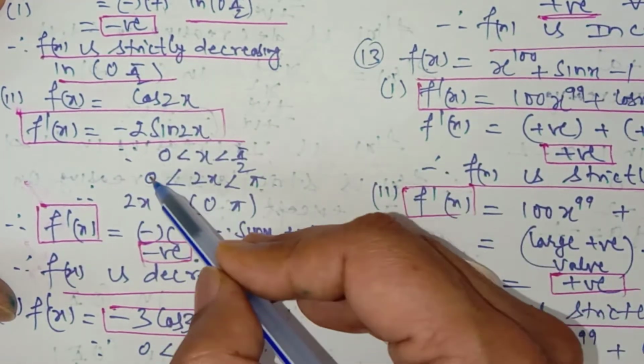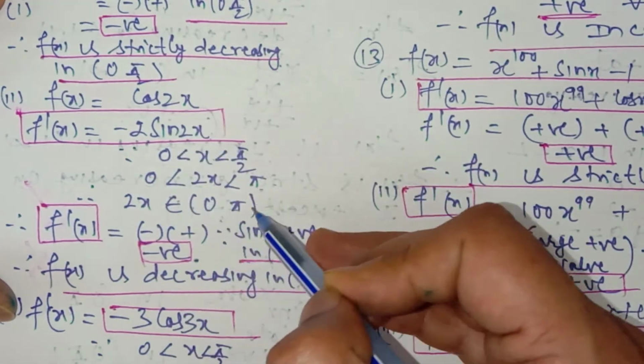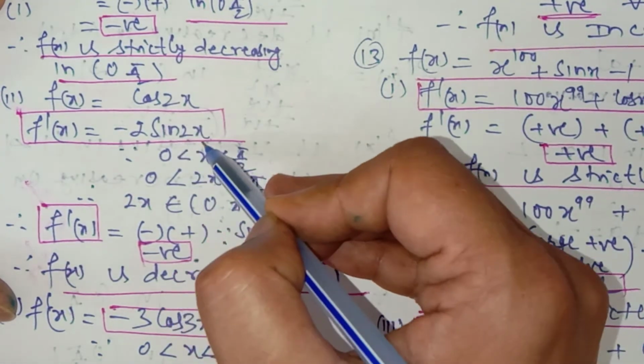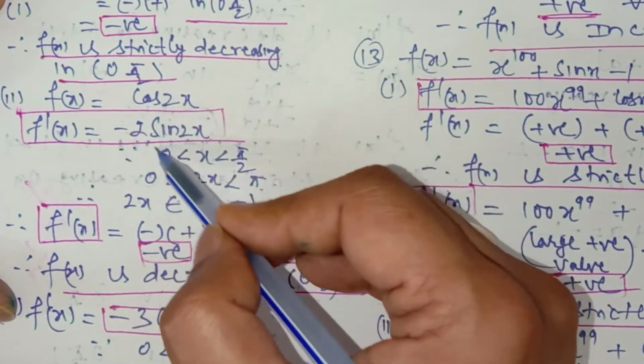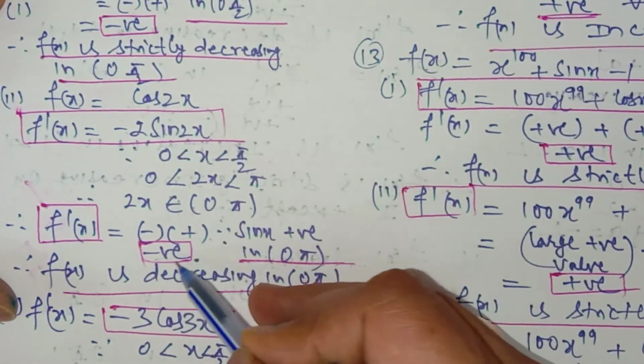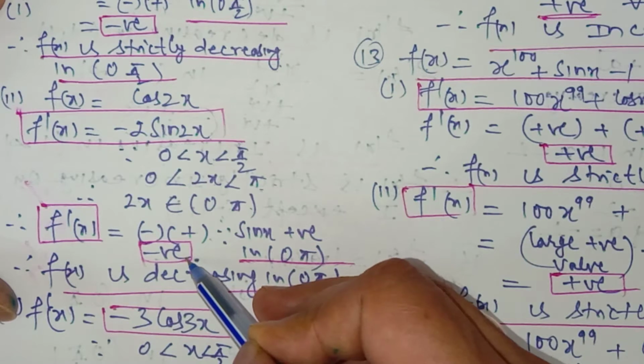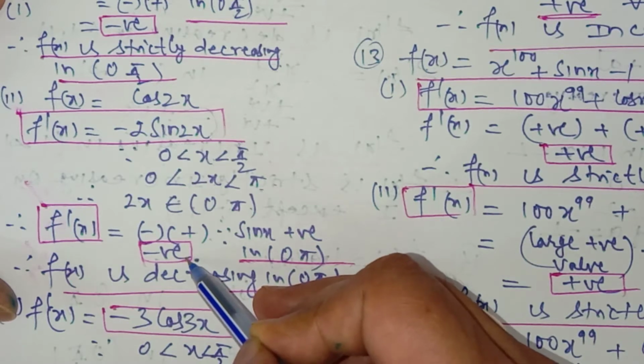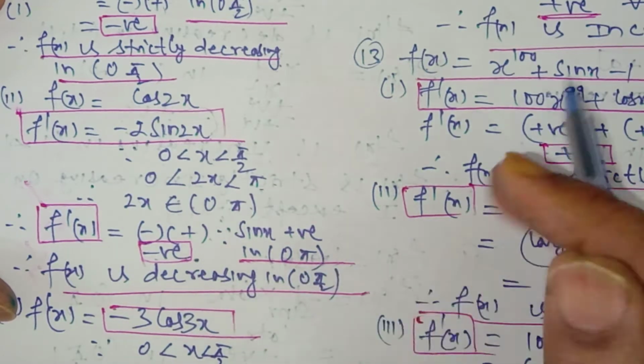Now from 0 to pi, the sine function will be positive. So 2x will belong to 0 to pi, the first and second quadrant, so sine 2x will be positive, so negative times positive. So total f dash x will be negative. So this f x is decreasing in the interval from 0 to pi.